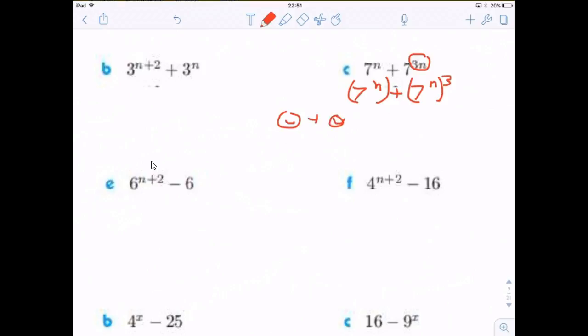So I have happy face plus happy face cubed. Now if I'm going to factor out a happy face, I'll get happy face factored out, and in the first term, when I factor out the happy face, I get 1.